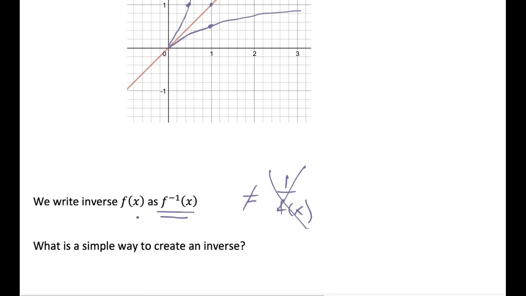So inverse, we're going to talk about how to find it in just a moment. So a simple way to create an inverse, as I spoke about up here in the graph, is that every time you have an x in a coordinate, you turn it into y. And every time you have a y, you turn it into x. So the x becomes the y, and the y becomes the x.